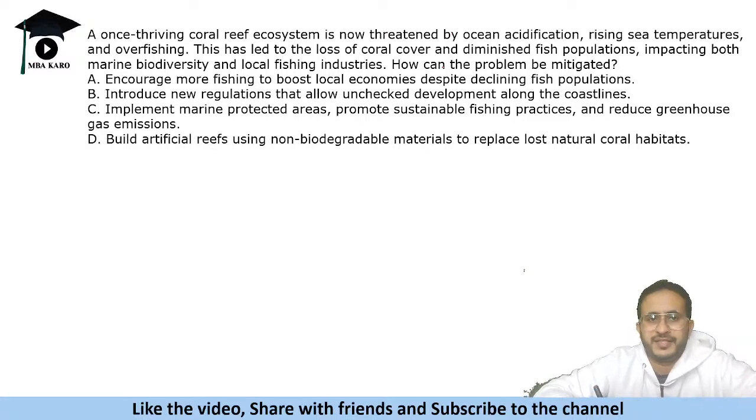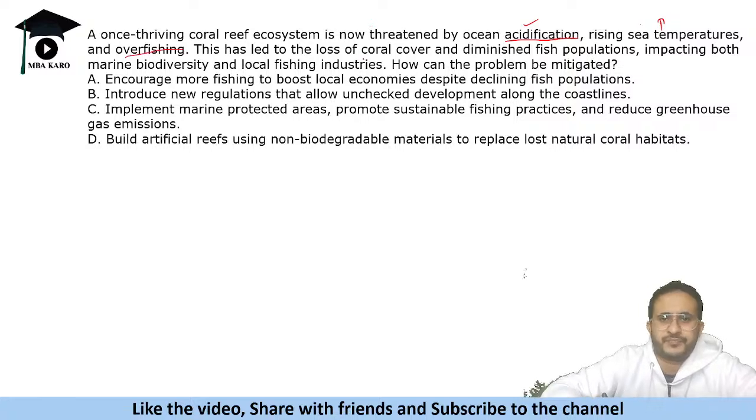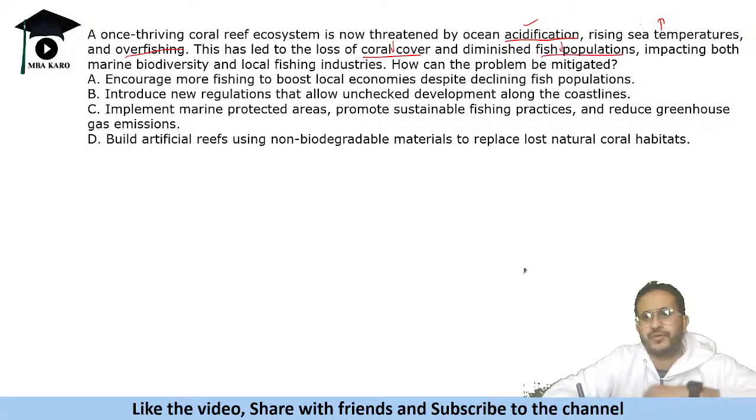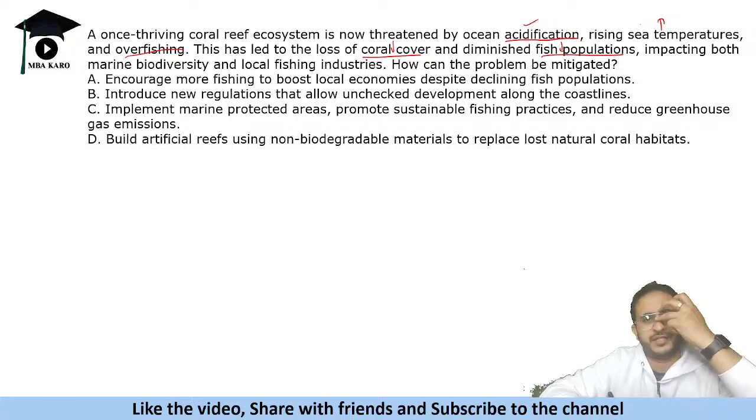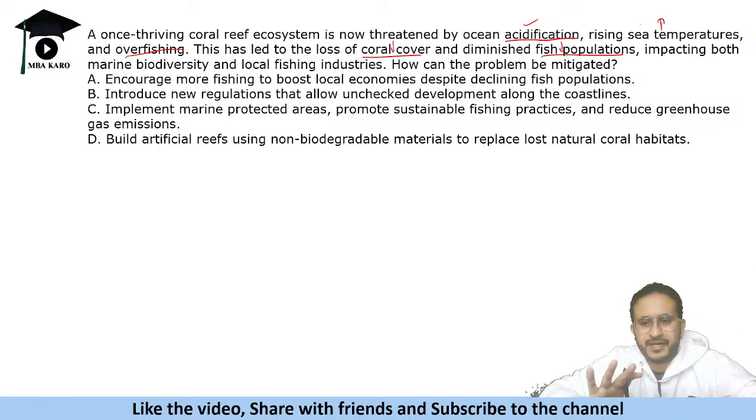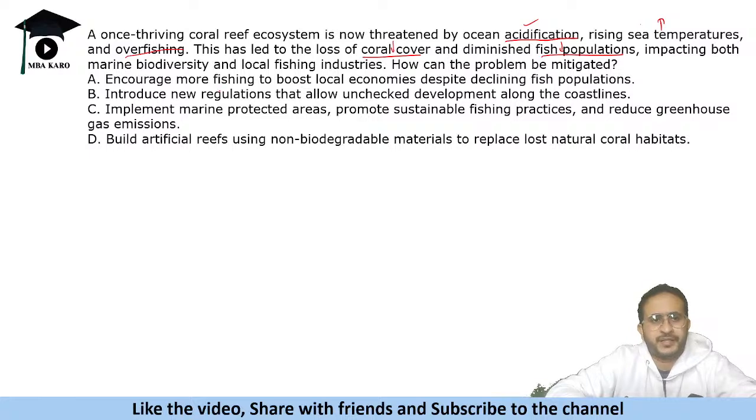The problem is it is threatening ocean acidification, rising sea temperature. So sea temperature is going up, acidification is happening, overfishing is happening. Okay, there is loss of coral cover. So this has gone down. Fish population has gone down, right? And it is impacting marine biodiversity and local fishing industries. So because fishes are reduced, it is impacting biodiversity, right? Fishes are dying and coral reefs are being impacted.